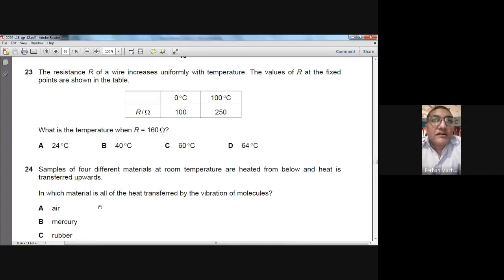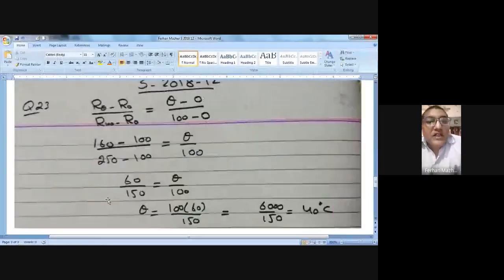Okay, here we go. We have the formula (R theta minus R naught) divided by (R 100 minus R naught) equals (theta minus 0) by (100 minus 0). Theta is the question. (160 minus 100) by (250 minus 100) equals theta by 100. So 60 by 150 equals theta by 100. If I make theta alone, it will be 100 into 60 divided by 150, and the answer will be 40 degrees centigrade.